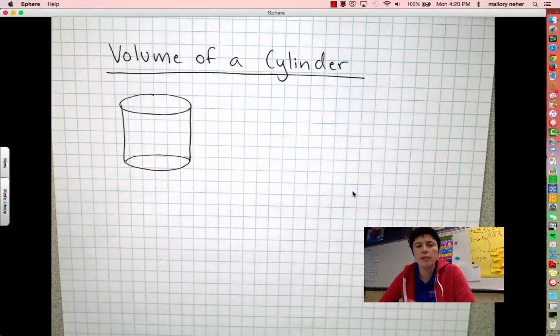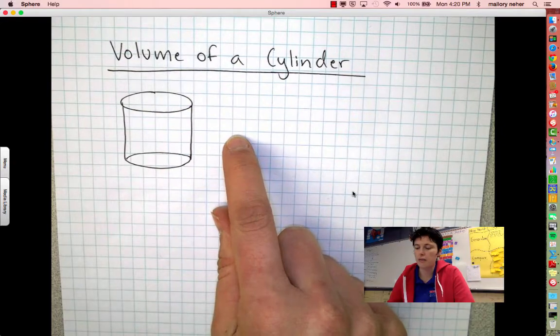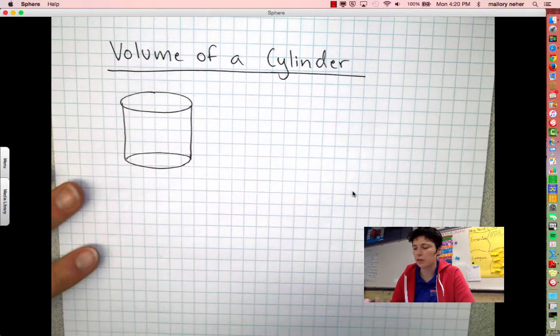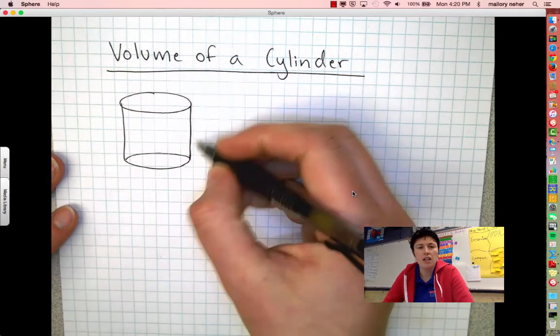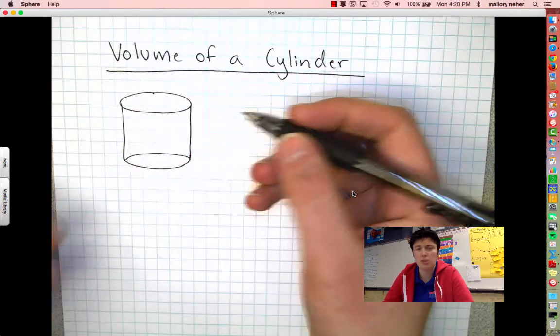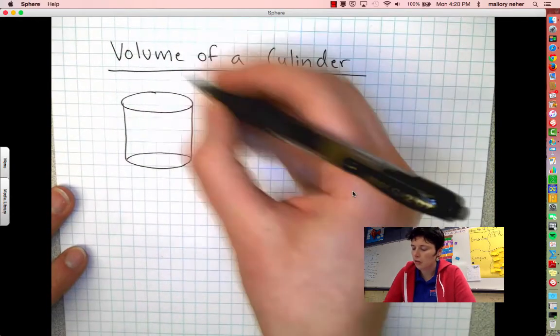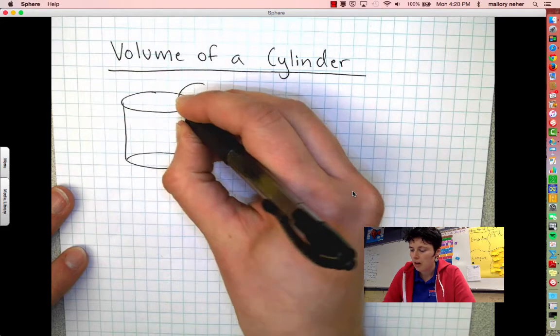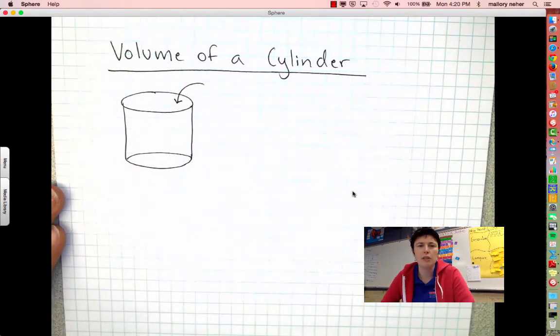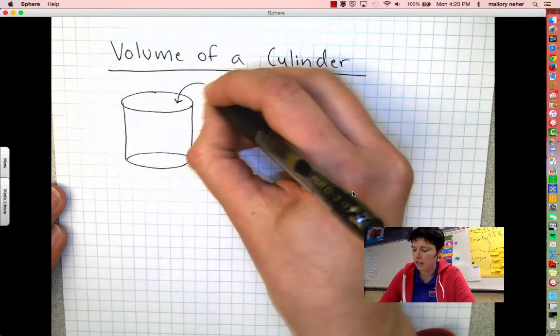Hey guys, this is going to be a very quick video on volume of a cylinder. We're just going to jump right into it. So a cylinder is one of these shapes. Looks like a can basically, shape of a can. And volume is referring to the space inside. So when we talk about volume, we talk about filling it up.